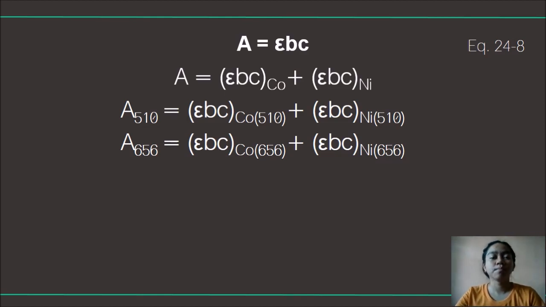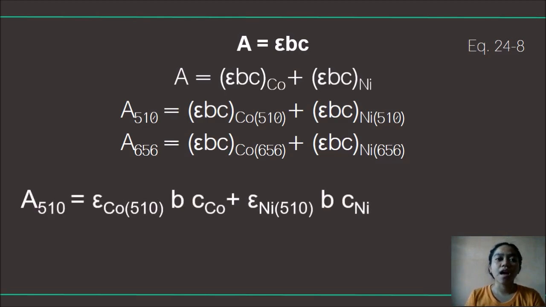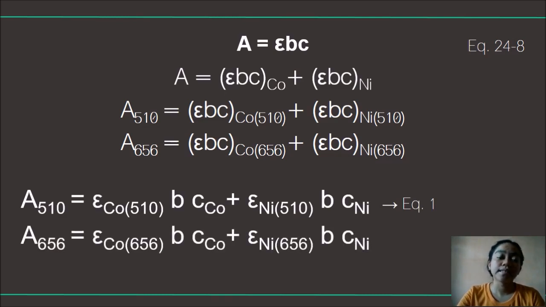Just to simplify this equation, we know that the path length does not change. 1 centimeter is a constant here, and the concentration of cobalt and nickel does not change even though the wavelength changes. The only thing that changes as the wavelength changes is the molar absorptivity of cobalt and nickel. That's why for the absorbance of our solution at 510, we have this equation. This will be our equation number 1. And this will be our equation number 2 for the absorbance at 656 nanometer.